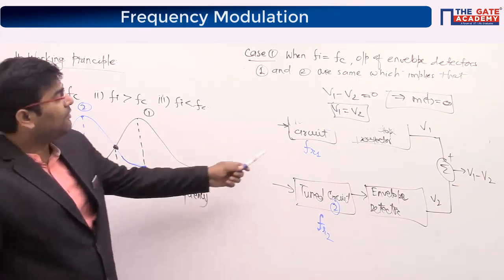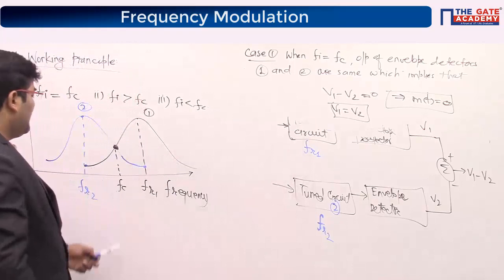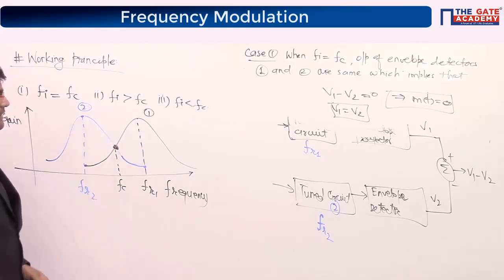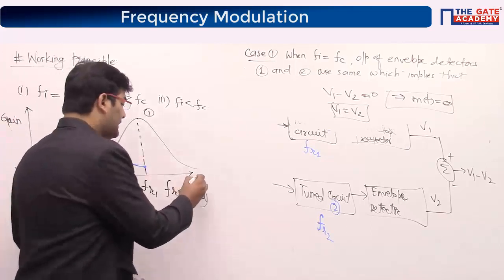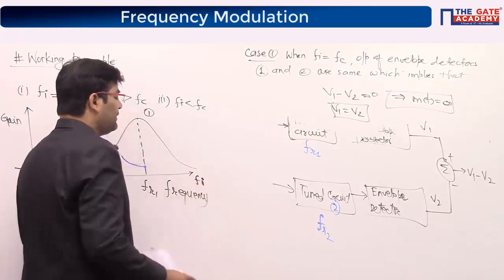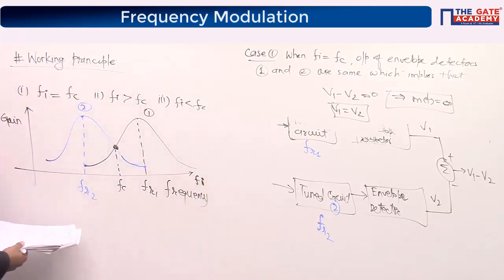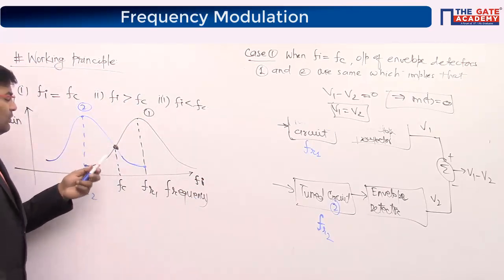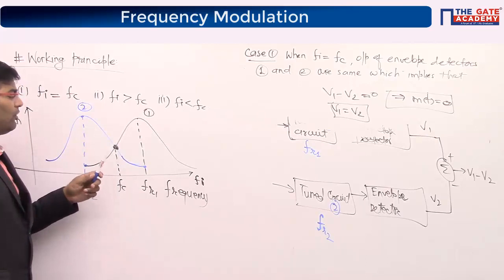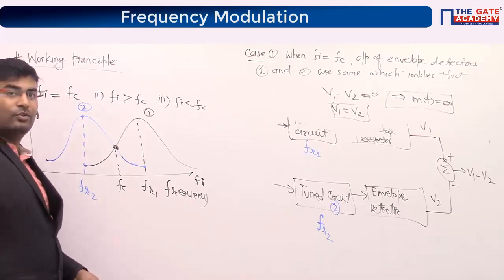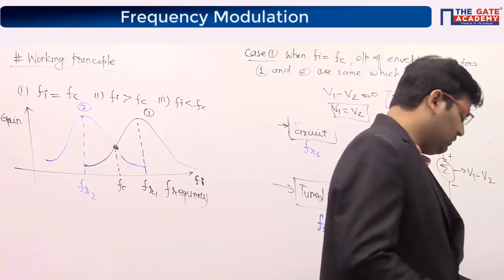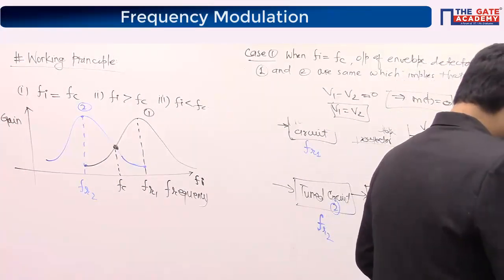This is coming from the gain of the tuned circuit. At Fi equal to Fc, both the gains are the same. Let's call the x-axis Fi. That's why the gain is the same, both the gains of the tuned circuits. So V1 is also going to be the same as V2, and when I do V1 minus V2, it is equal to 0. Any confusion?